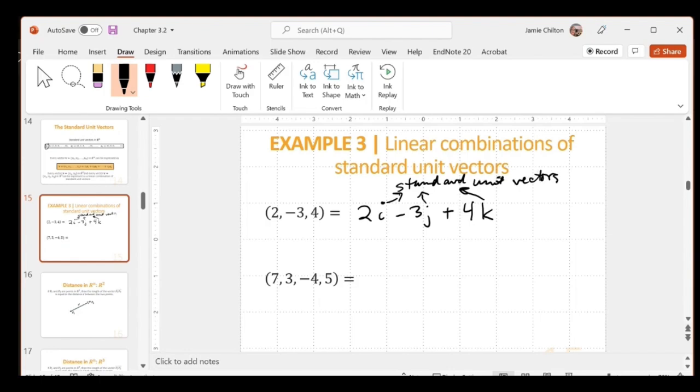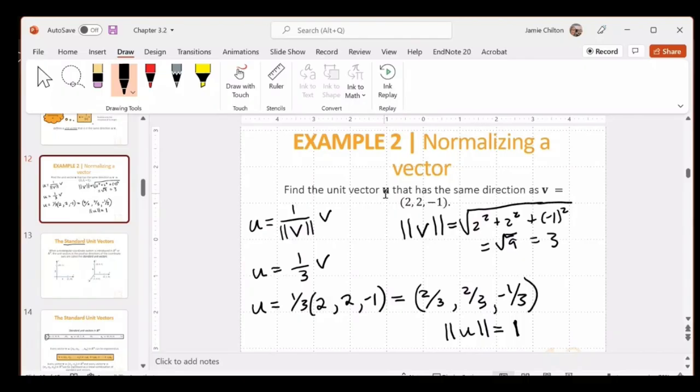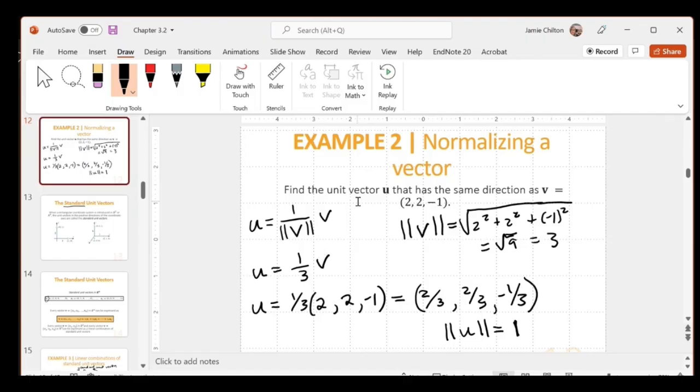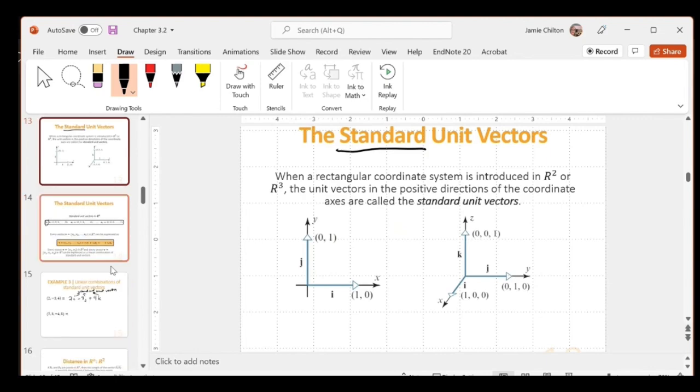Now, the other thing I should mention with these standard unit vectors, one thing I forgot to mention, as you will notice, their origin is going to be at 0. That's part of their definition as being standard. They're going to have those initial points at 0. Now, as we saw in example 2, you could find unit vectors for other different positions. So this here is not a standard unit vector. These are, because they have their origins here at 0.